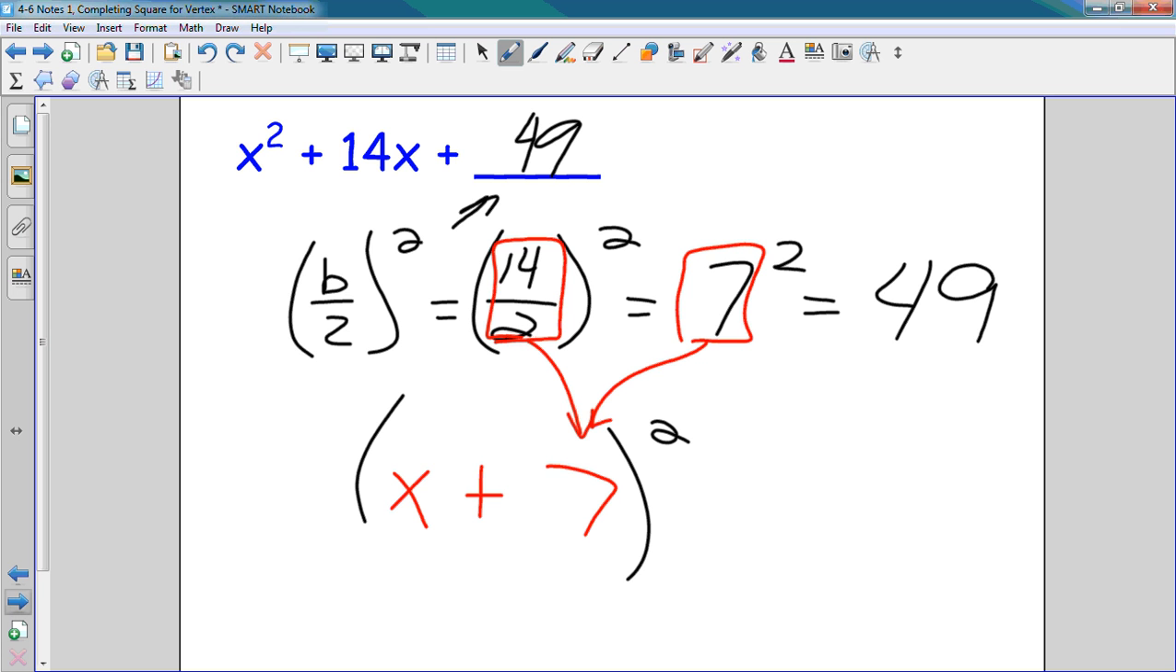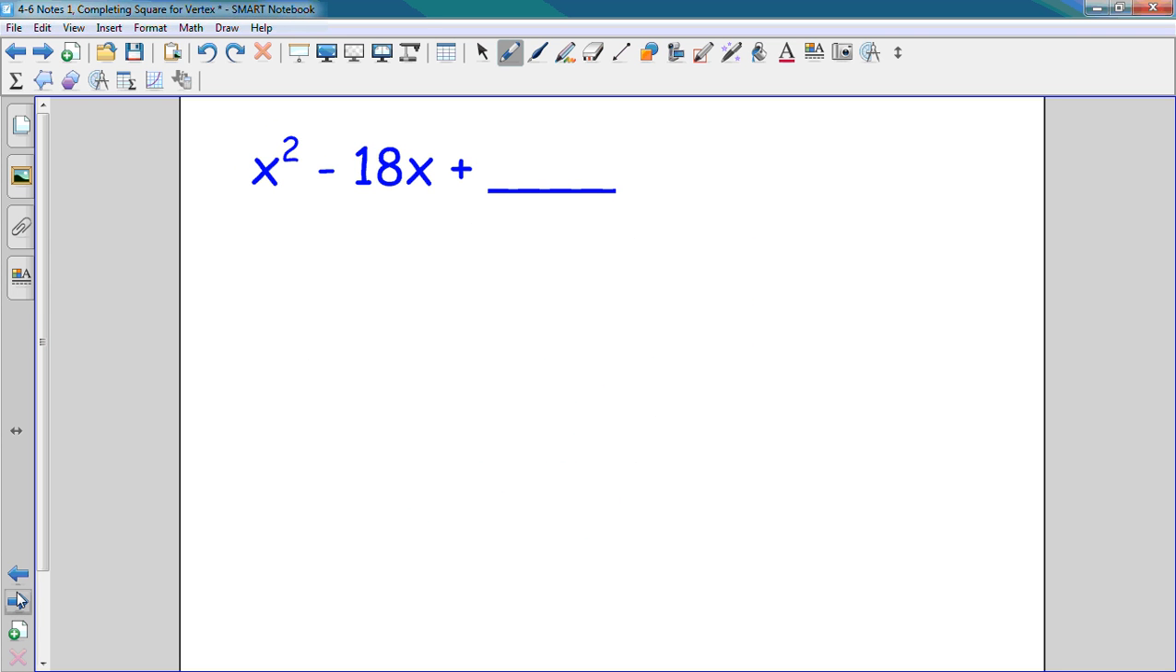Are you with me? Not hard so far. Not bad. Take your b term, divide by 2, square it to complete the square, put it inside. Get your William form. Now, do one more. See if you can do it by yourself.